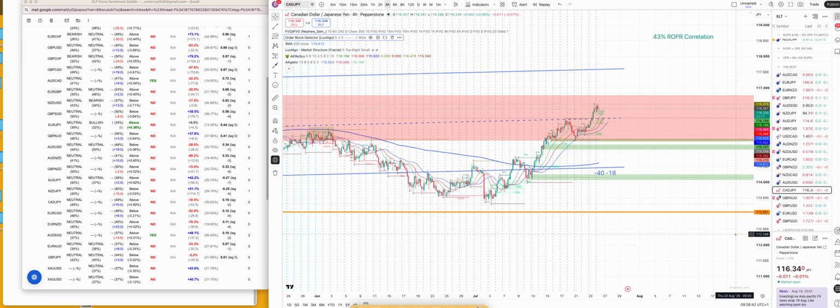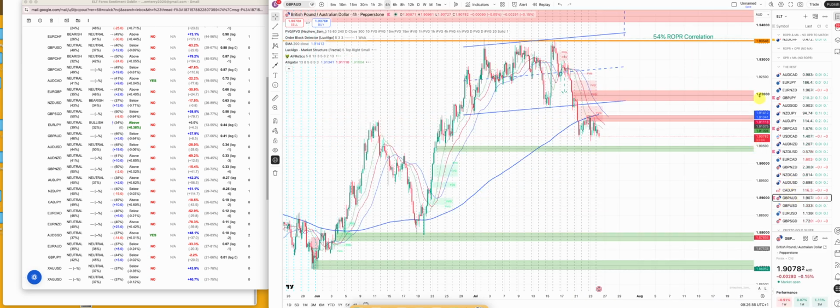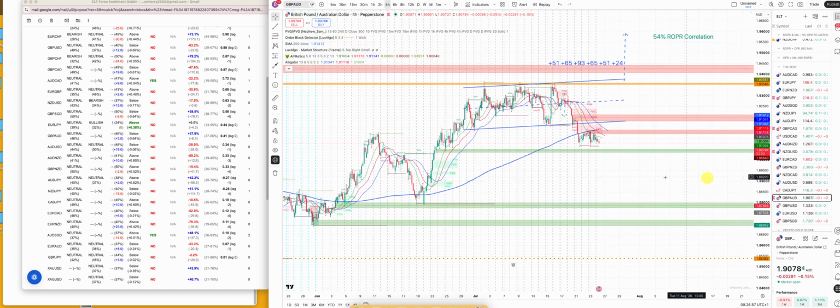CAD Yen. Neutral, minus 18. Nothing's changed. Not very interesting. Pound Aussie. Ooh. Okay. Neutral amount plus 37, right.